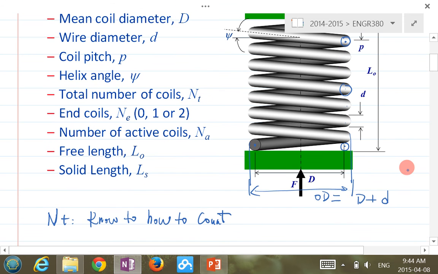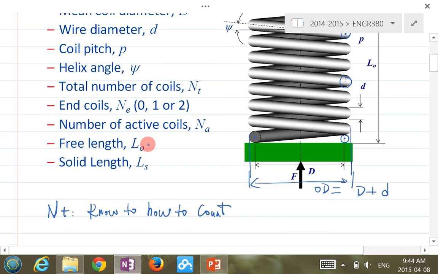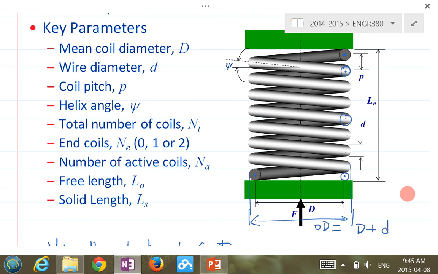Free length L0 is basically how long it is before you apply any force. That's your L0 here, right? That's the free length. Free length can often be calculated pretty easily. If it's a plain one, it's actually pretty simple: you count the pitch times the number of coils, and then add the diameter of the wire. So generally you can get the value even without looking at the tables. But for L0, we should also refer to the table I'll show you next to calculate this. Solid length is basically the length when you fully compress everything, so everything is closed, and that length is the LS.